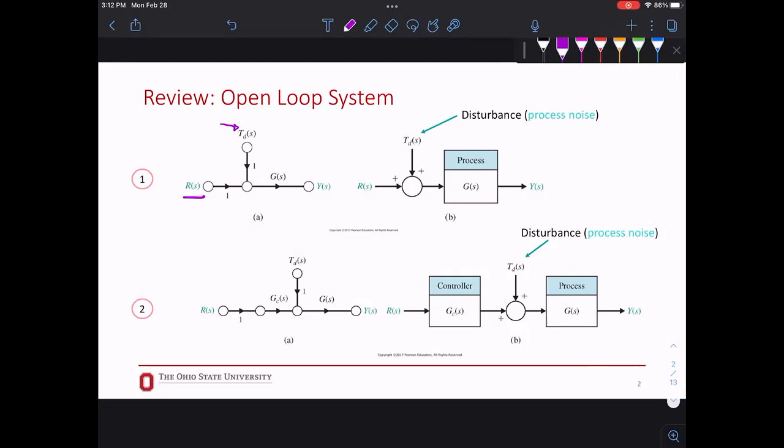So in a system, to identify this noise, which is called process noise, you want to check around where your process or system is. It always shows as an input, all right? It can act as an input.